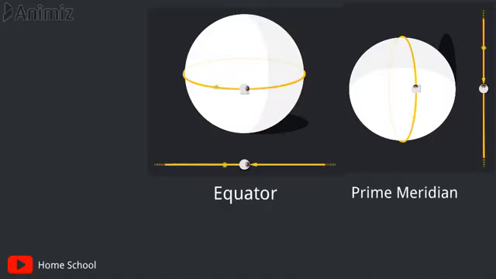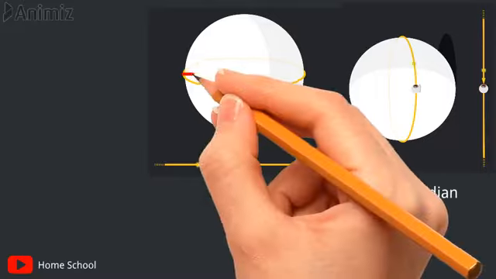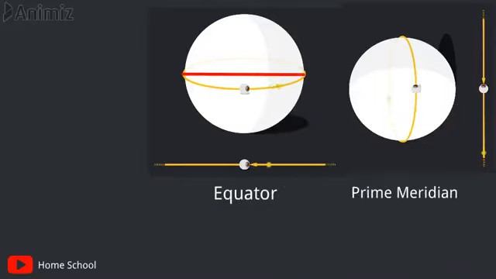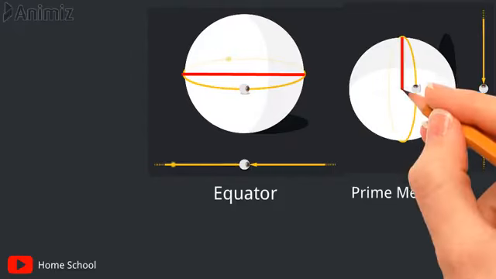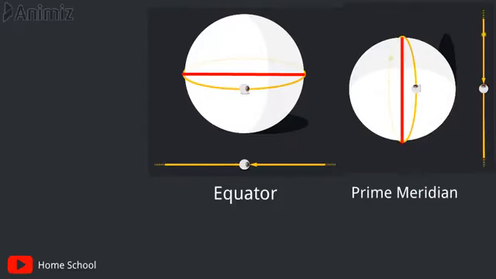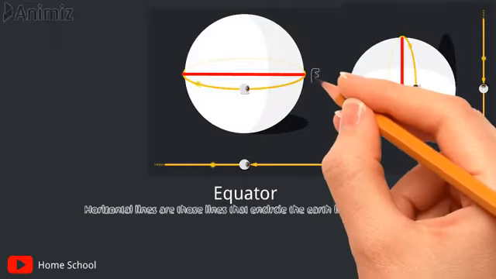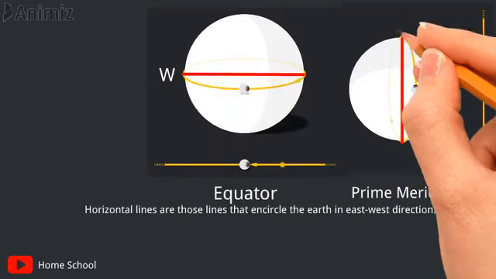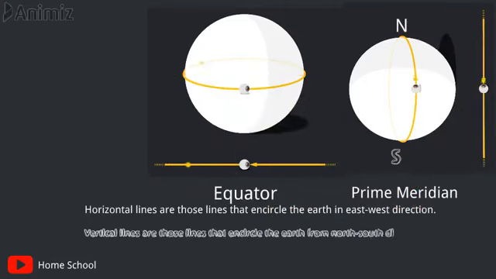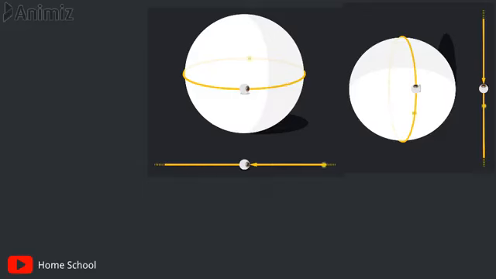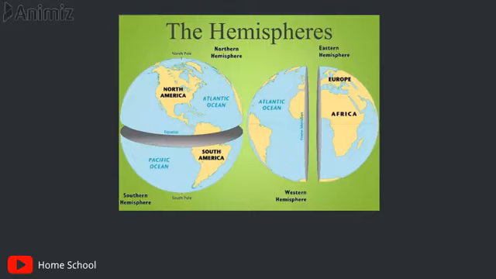But what is the difference between these two lines? That is, the equator divides the earth horizontally and the prime meridian divides the earth vertically. Here, let me tell you that the horizontal lines are those lines that encircle the earth in the east-west direction, while vertical lines run from north to south. So, both the equator and the prime meridian divide the earth into two equal parts. Now, let's see what these important parts are.